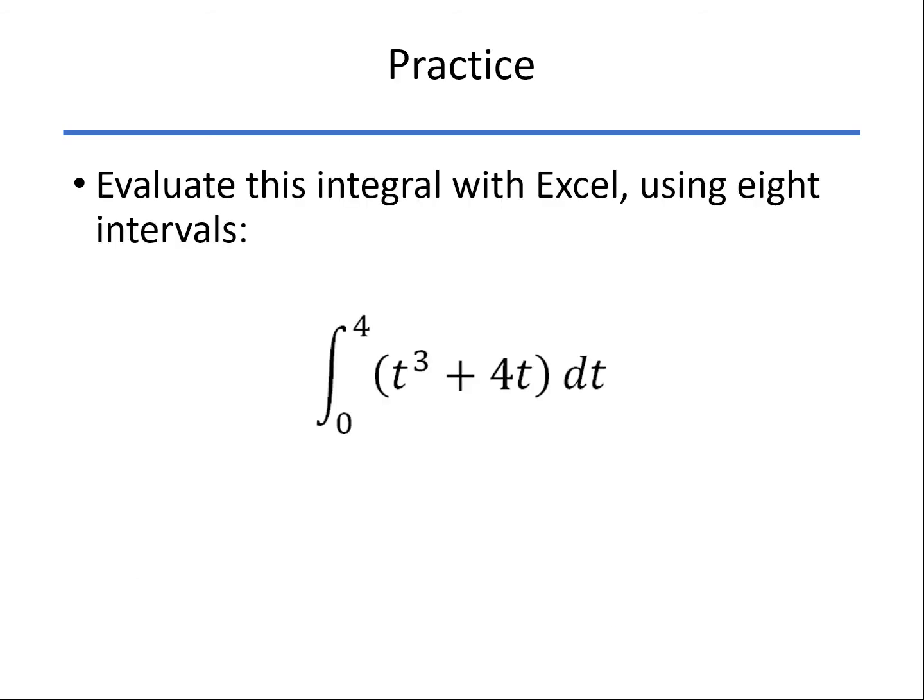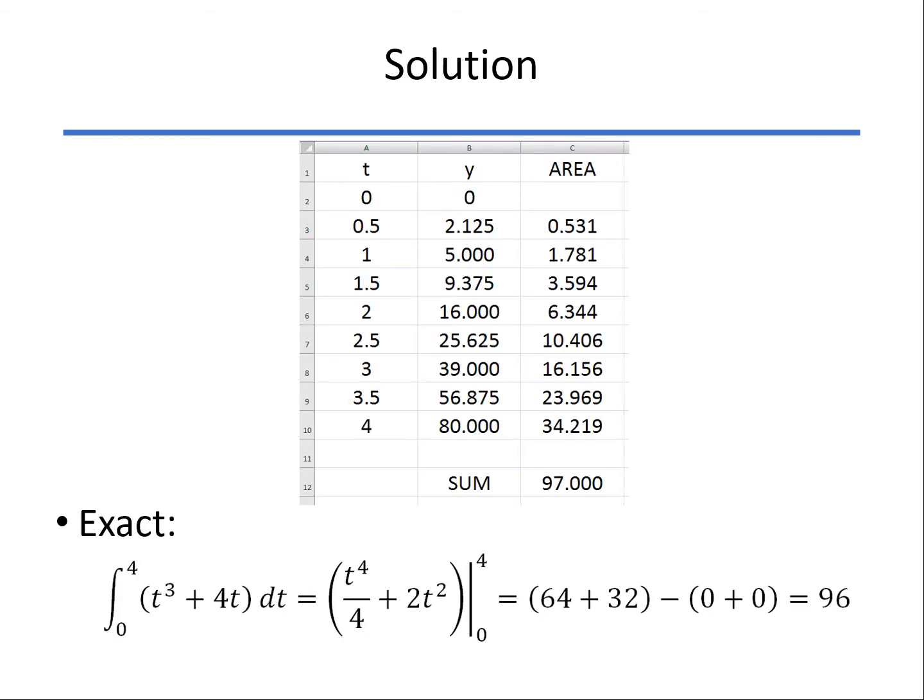Now go ahead and try to do that with Excel and use 8 intervals here. I'm not going to do that one. We'll do another one in just a moment. But you could set that up. Again, you want to go every half. So there's 9 points, 8 intervals, 9 values of y, but of course there are 8 intervals because you start with the second one. Average these two numbers, multiply by the difference here, copy that formula down, sum it up, and you get an answer of 97. Now the exact answer turns out to be 96, so you can see we're closing in on the solution as we use a few more intervals.